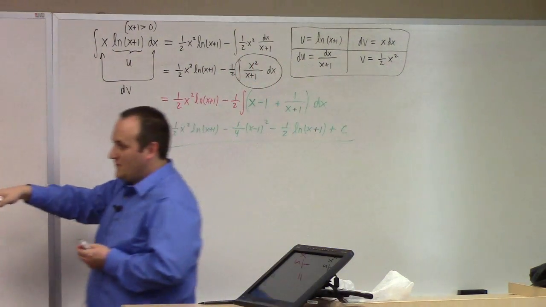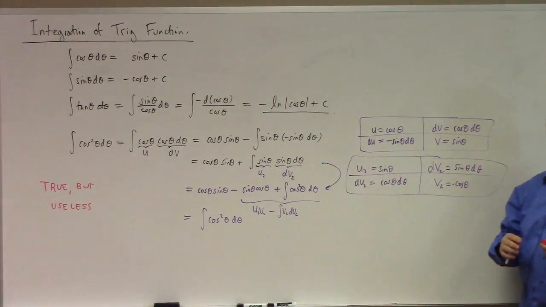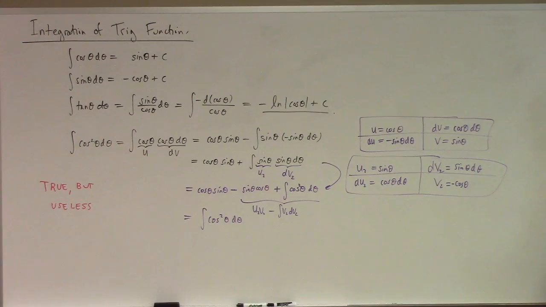Here, we have just produced that the integral of cosine squared theta is equal to the integral of cosine squared theta. I mean, is this true? Absolutely. But does this help us? Not particularly. There's a different path we could have gone down.